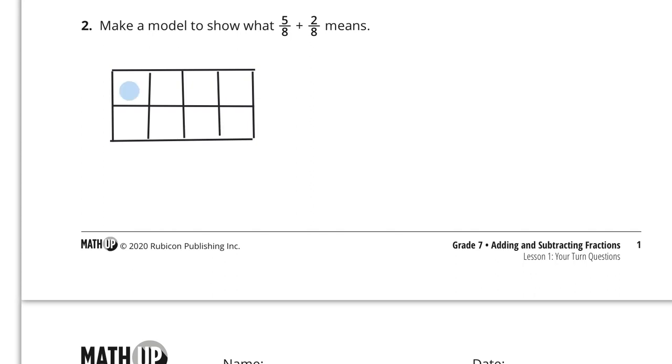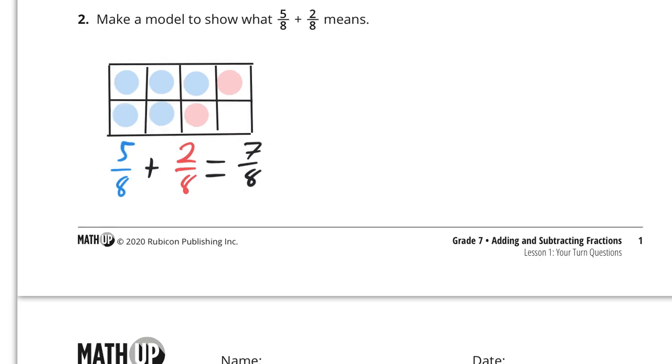So 5/8, let's make it like this. 2, 3, 4, 5. So here we've got 5/8. And then in red, I'm going to put 2/8. 1, 2. So we've got plus 2/8. And all together, how many eighths do we have? Well, we've got 7/8. And that's as easy as that gets.